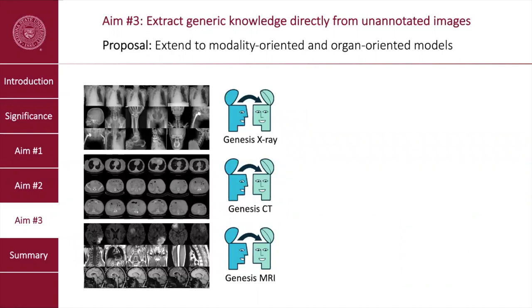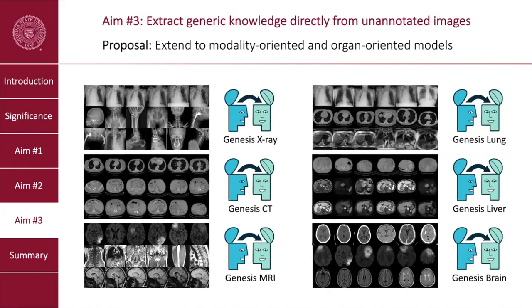So in the future, we intend to collect medical images from different modalities and pre-train modality-oriented generic models to improve the accuracy in that particular modality. So we collect X-ray, we train what is called Genesis X-ray, and it will benefit the X-ray modality, any disease, any organs. Moreover, we also intend to collect medical images from different body parts and pre-train organ-oriented generic models to improve the accuracy in that particular organ, such as Genesis lung, Genesis liver, Genesis brain, so that once this model is trained, it can benefit many target applications that are related to the brain area.